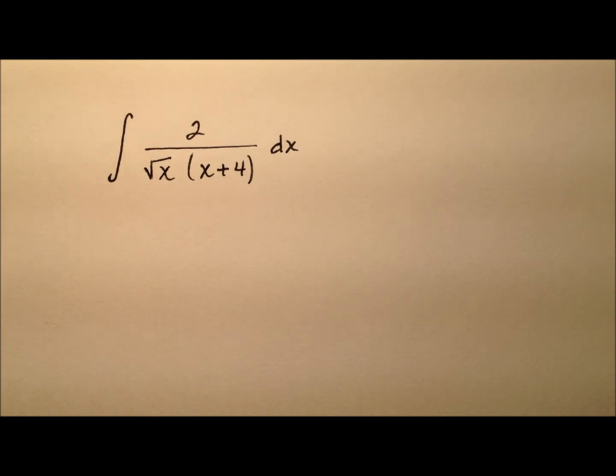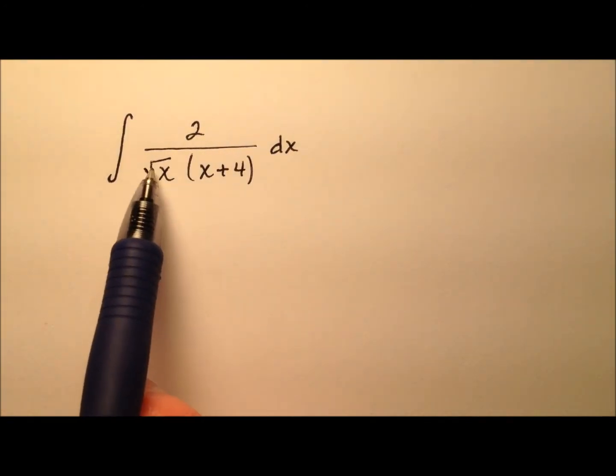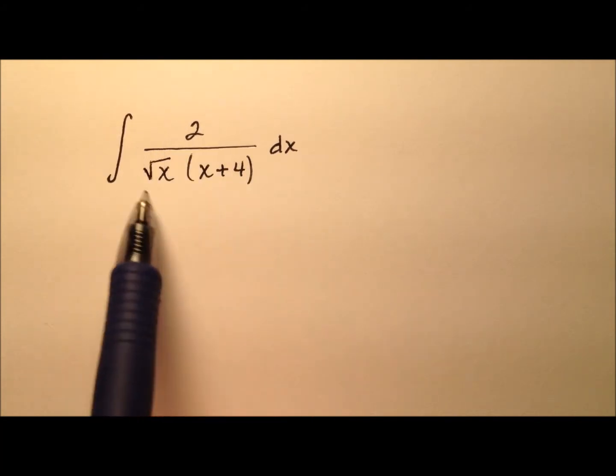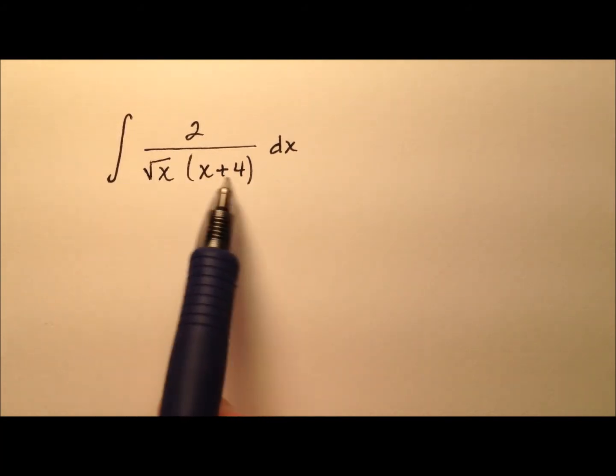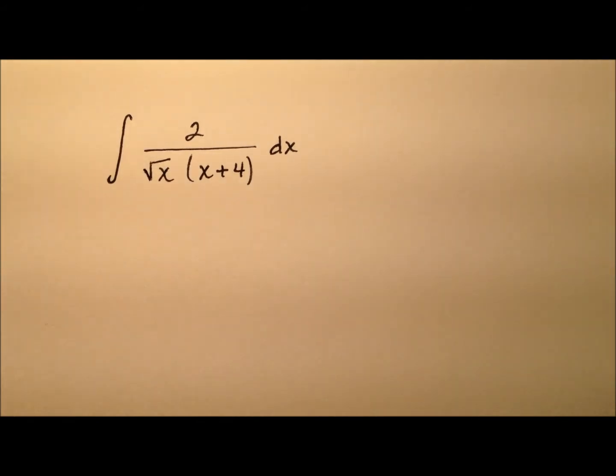In this example, we're going to find this indefinite integral. So it looks like we have the integral of a fraction here, 2 divided by, and our denominator is the square root of x times this quantity, x plus 4, and of course that's with respect to x. If you'd like to give this a go on your own, pause the video and try it, and come on back and we'll work it together.